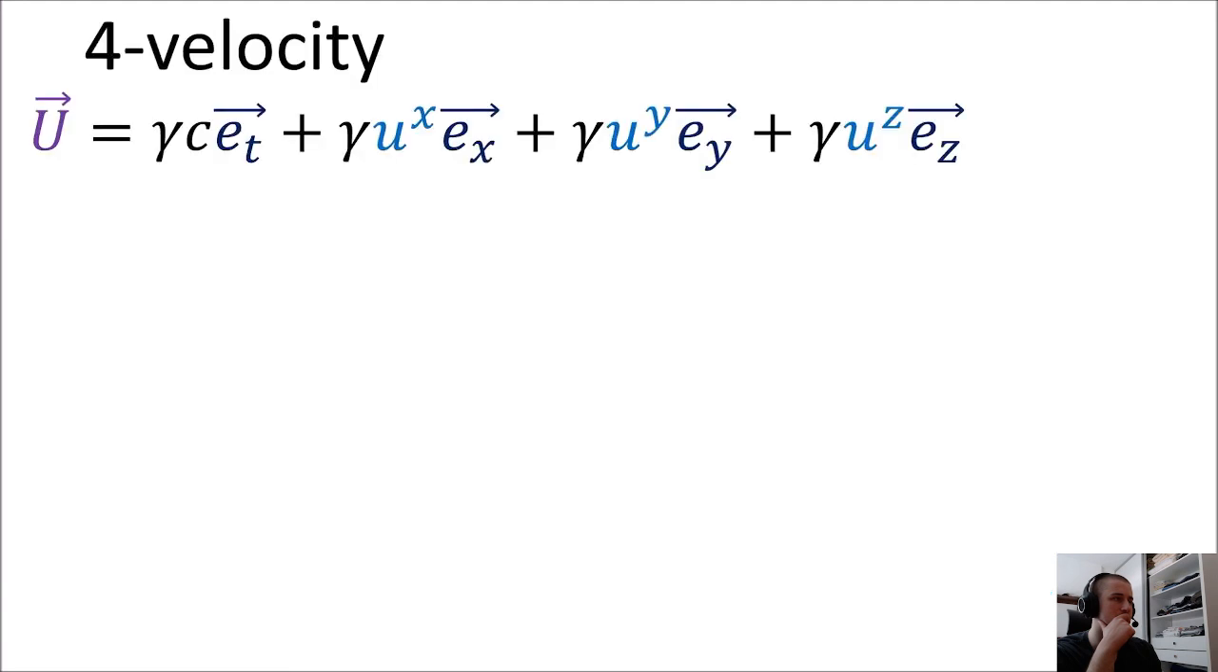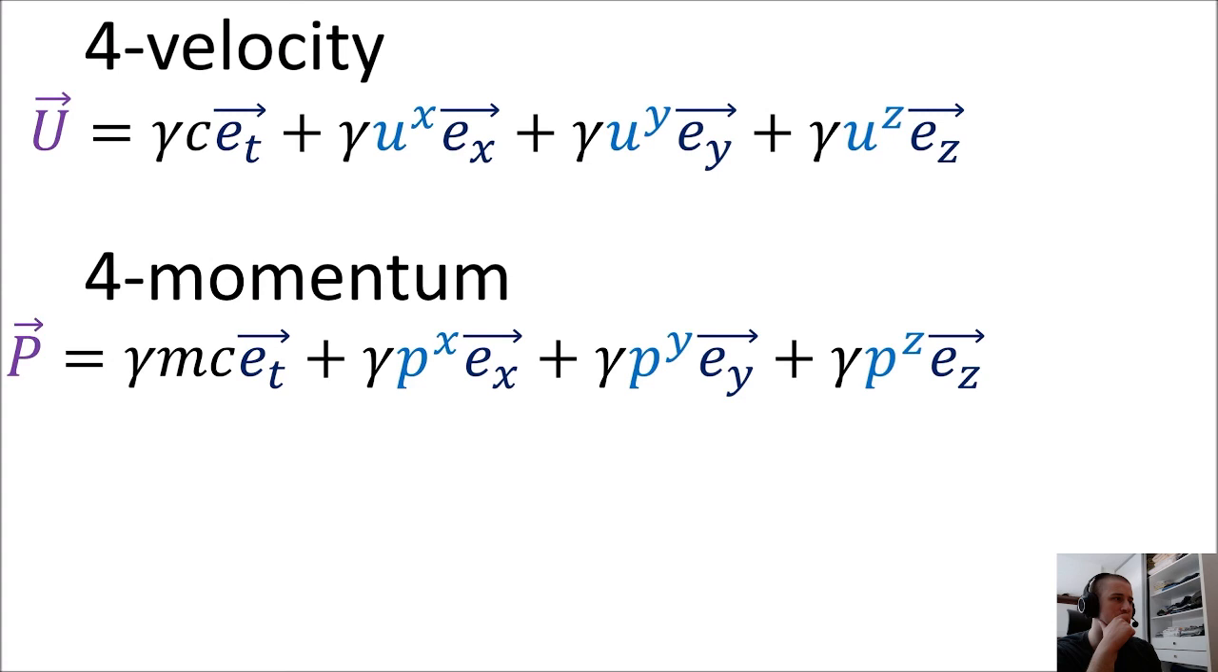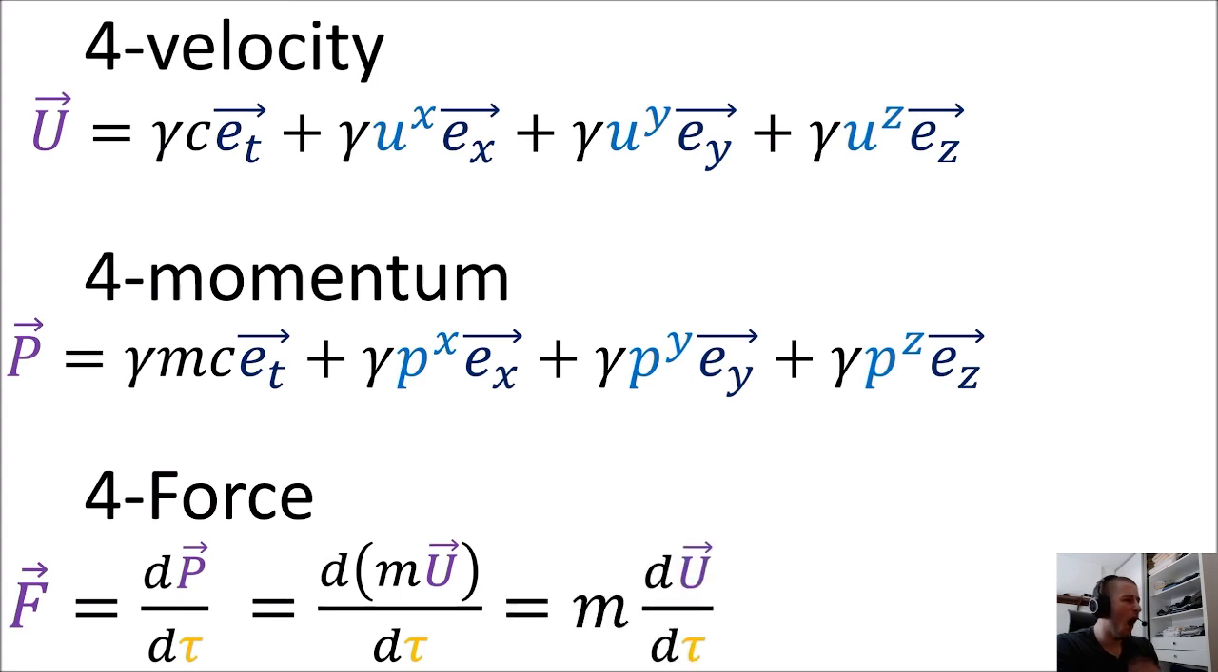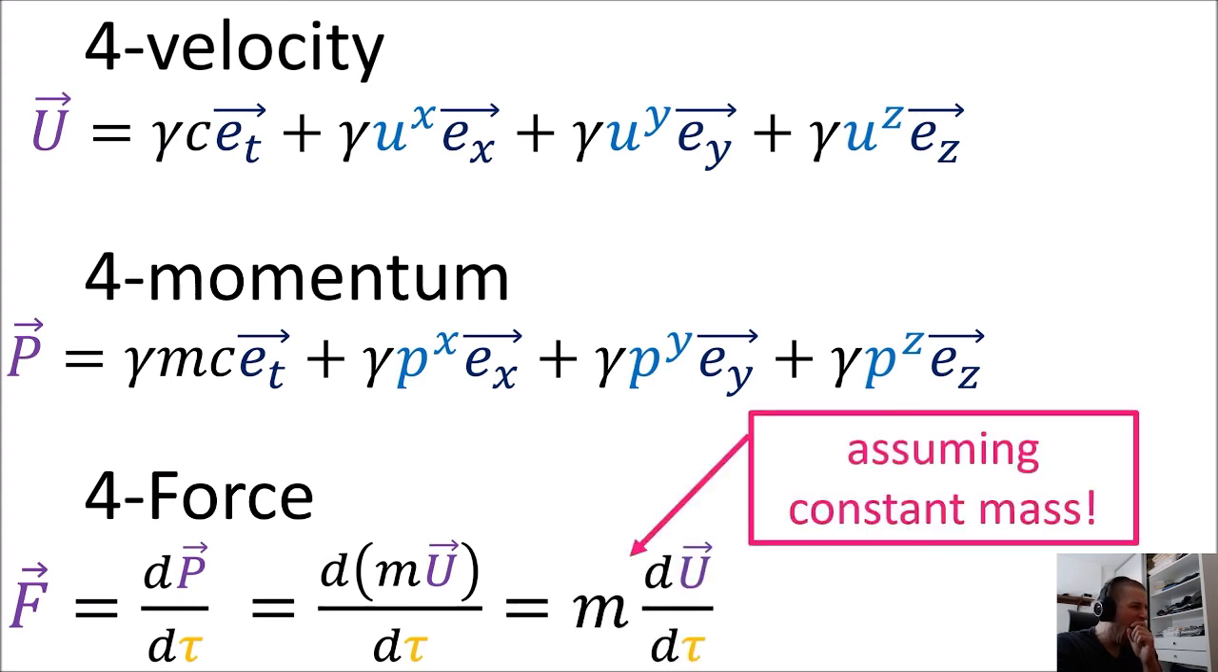So we now have 4-velocity, 4-momentum, and 4-acceleration. The last vector we'll talk about is the 4-force, capital F, which is the rate of change of 4-momentum with respect to proper time tau, where 4-momentum is equal to mass times 4-velocity. If we assume mass is constant, then we can pull mass in front of the derivative, and the derivative of 4-velocity we know is just the 4-acceleration big A, which we've already calculated.